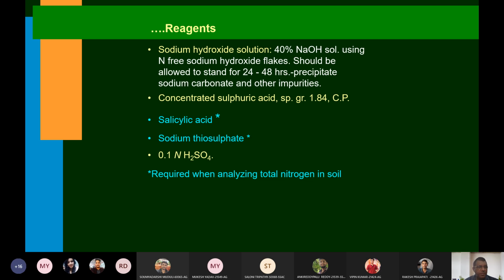So to prepare sodium hydroxide, you need to have a 40% solution. 40% solution means 40 gram per liter of solution. So a 40% NaOH solution using nitrogen-free sodium hydroxide flakes. The solution should be allowed to stand for 24 to 48 hours. So it is an exothermic reaction.